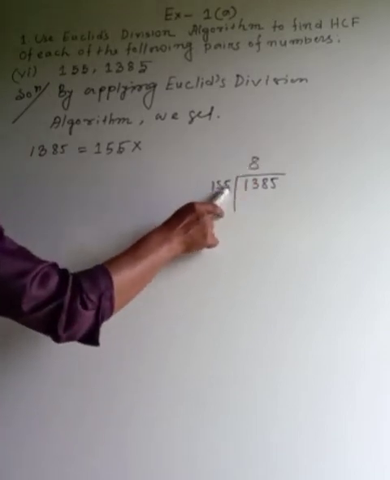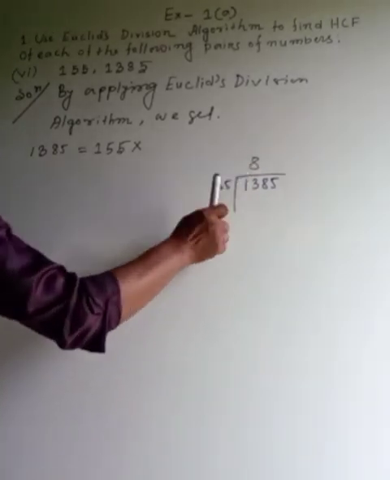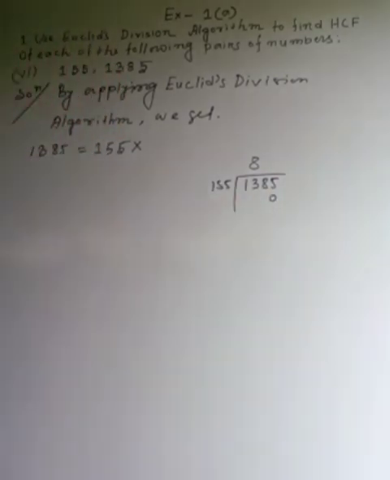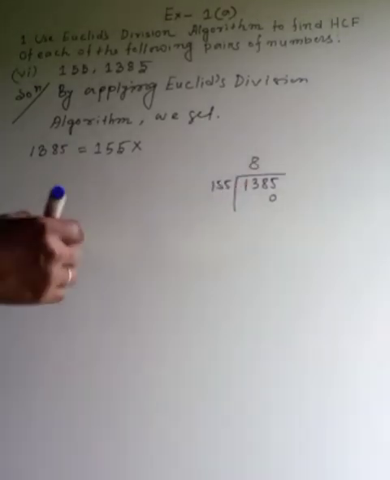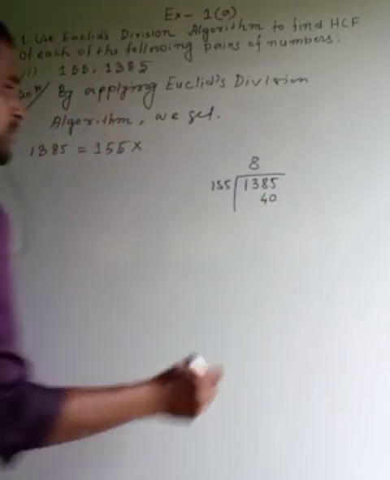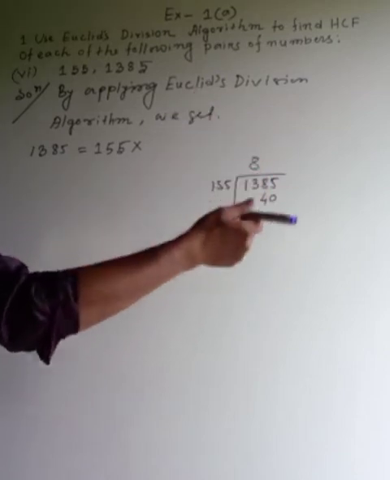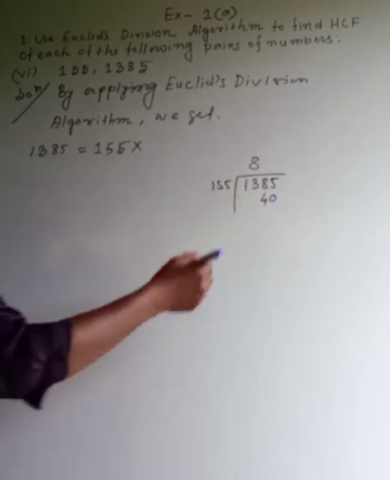So 8 into 5, how much? 40. Zero, remain 4. 8 into 5 again 40, plus 4, 44. So 44 for 4 is written, again 4 remains. So 8 into 1, 8, plus 4, how much?